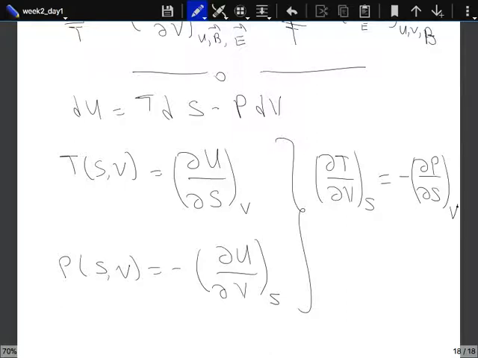Well, this is basically based on the fact that there is a function called U. If there is a function called U and the temperature and pressure are defined as its derivatives, then that relation should hold, whatever the system is. And thermodynamics already tells me that that function U exists.